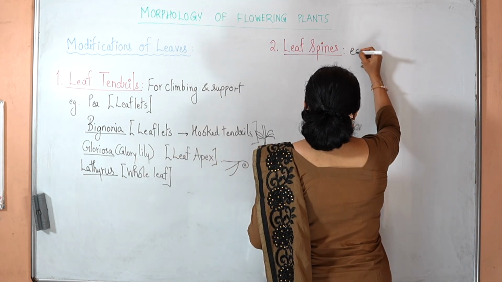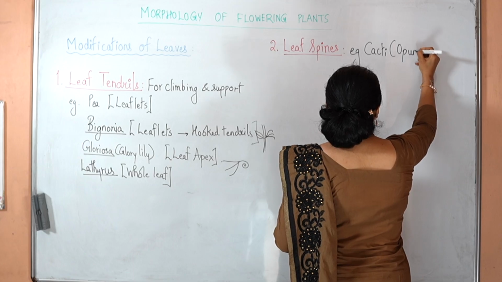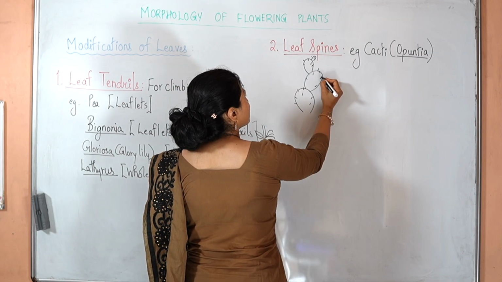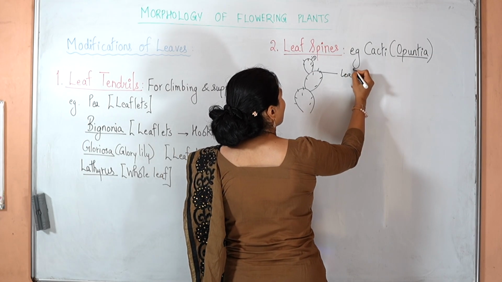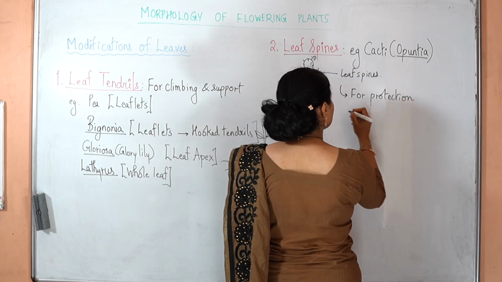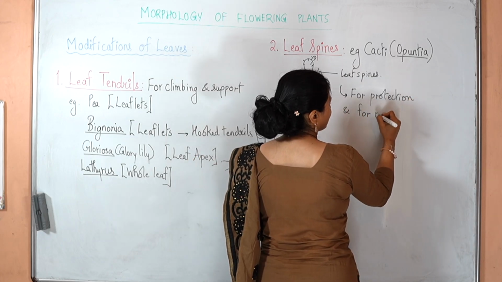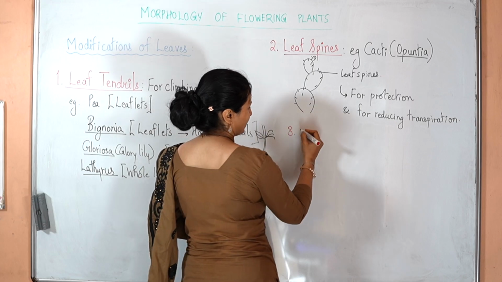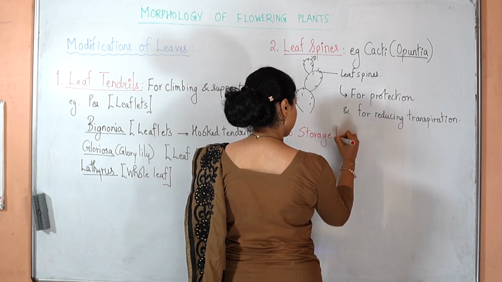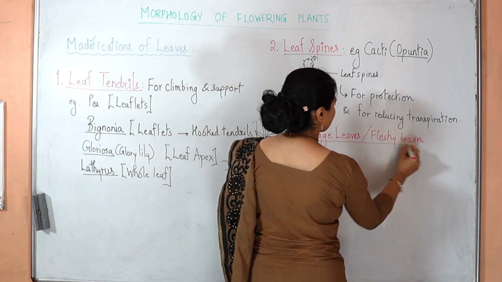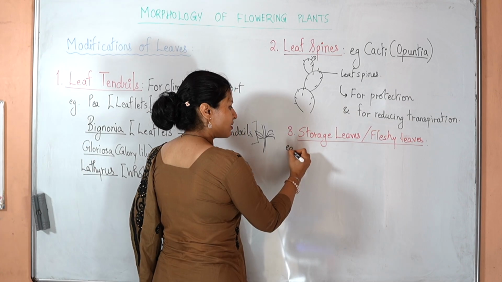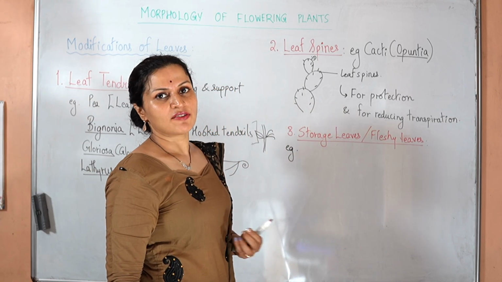Leaf spines. Example, cacti like Opuntia. This is Opuntia. These are the leaves, leaf spines. This is for the purpose of protection and for reducing transpiration. Next modification, storage leaves, also called fleshy leaves. Because of storage, they become fleshy. Leaves may be modified to store food and water in them.